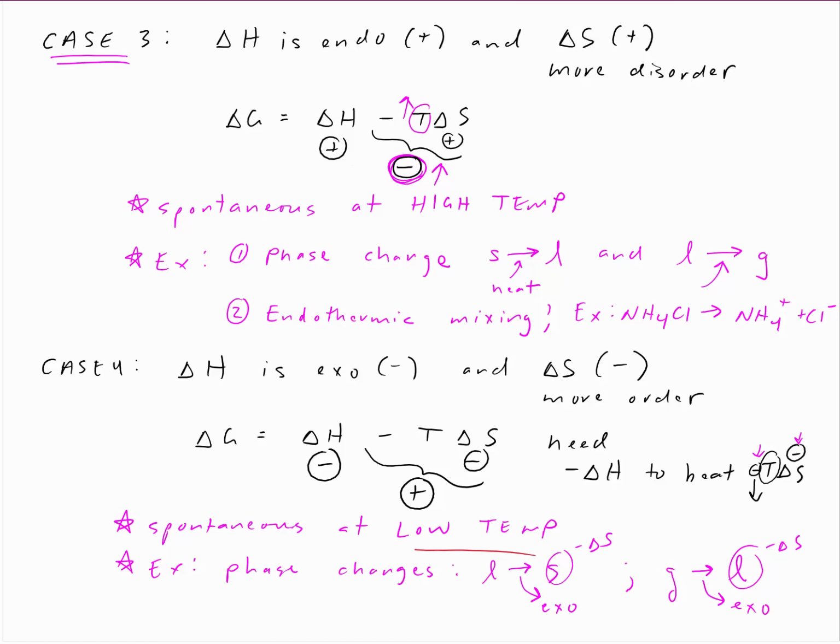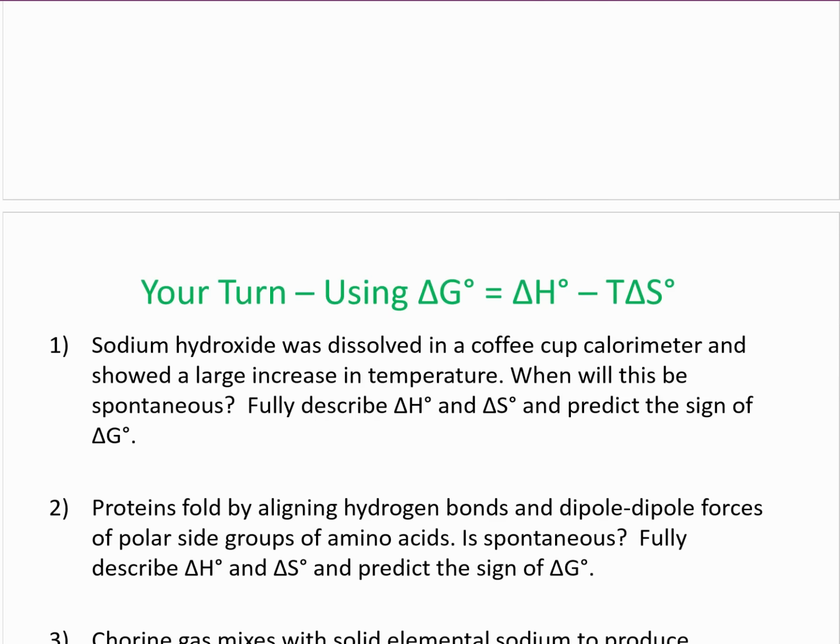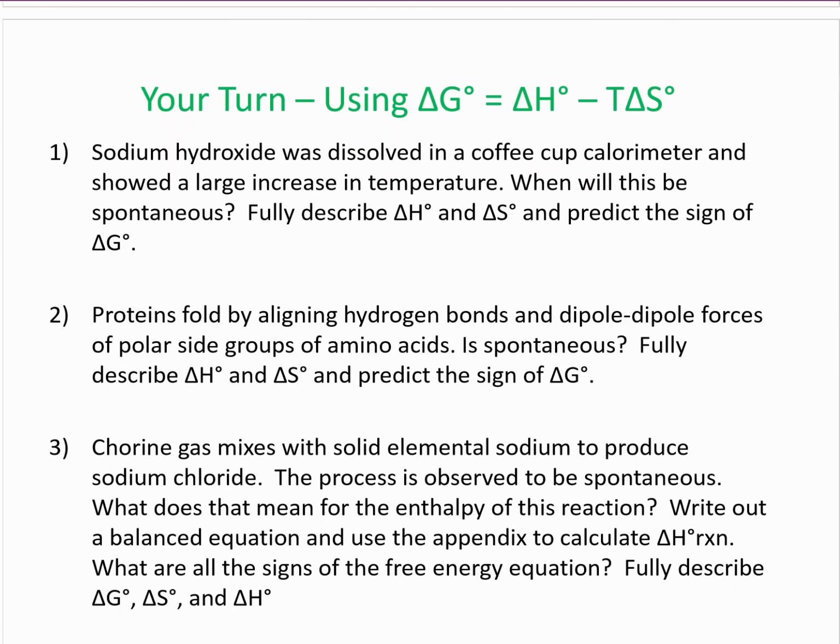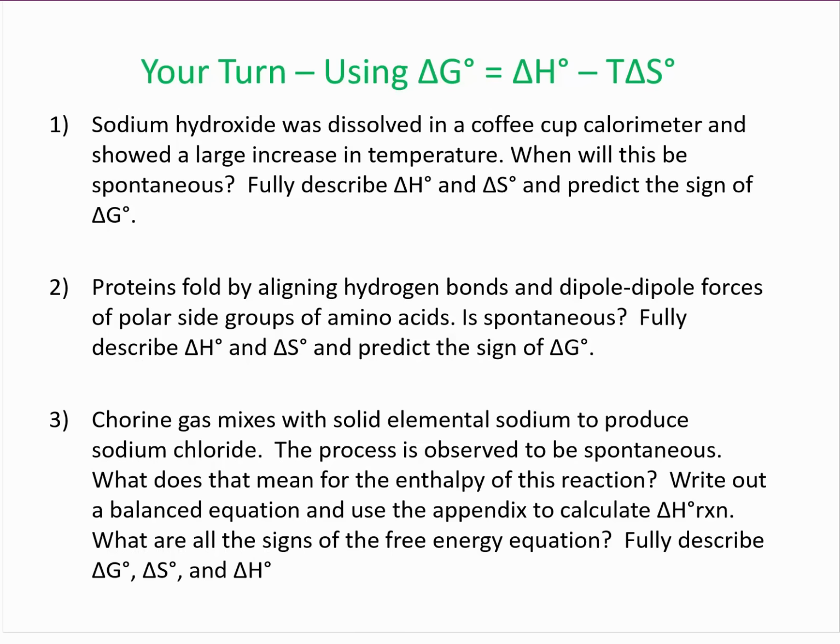Okay, so now for your turn, which is here. So I have these here, so make sure you are fully describing these. Fully describe delta H and delta S, and predict the sign of delta G. So sodium hydroxide is dissolved in a calorimeter, and you have this huge increase in temperature. So what does that mean? For delta H, you have to think of the calorimeter.